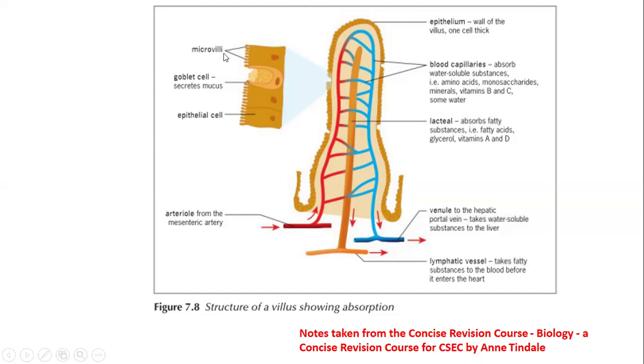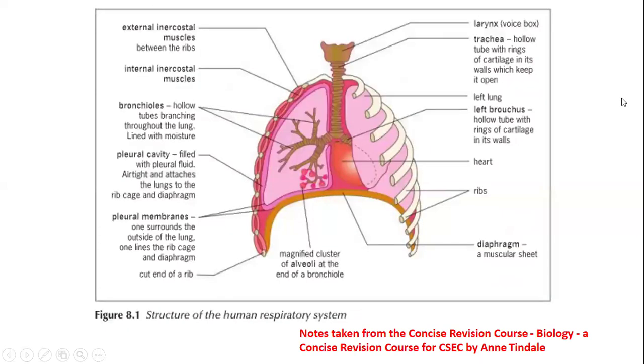Make sure you know the microvilli, the goblet cells that secrete mucus, and the epithelial cells. This basically is a little piece of epithelial cell, and we are labeling that. So guys, let's make sure we know these structures well. Then now we move on to the respiratory system.